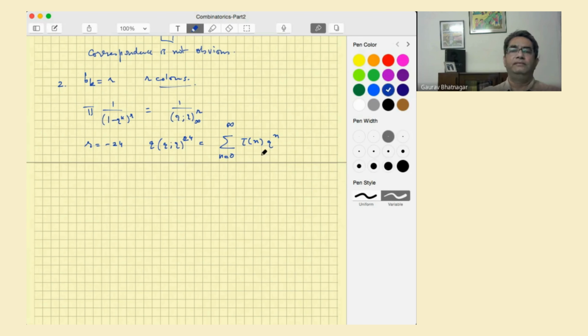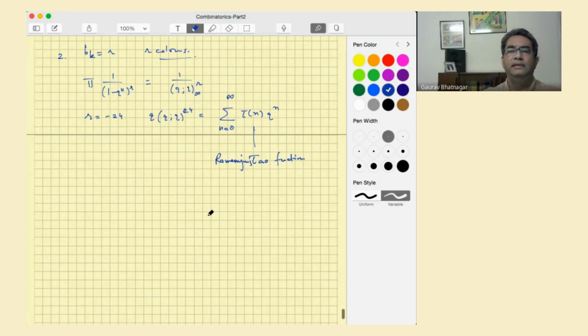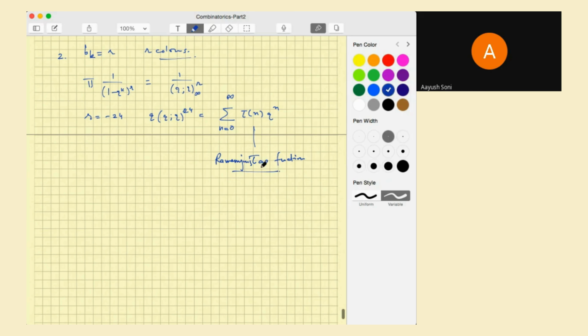Have you heard of that? Tau function. Not really. No, Professor, we haven't heard of it.